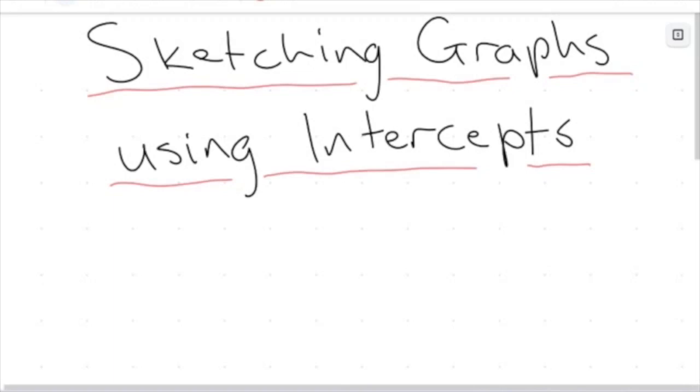Hey everyone, and welcome to a new series. Now, in this series, we are looking at Year 9 linear relationships.